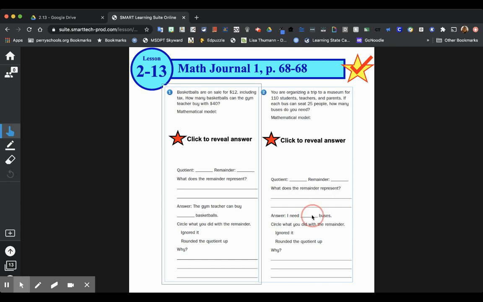You need how many buses? Because remember, the question is how many buses do you need? And then tell me, do you ignore or round up the quotient?